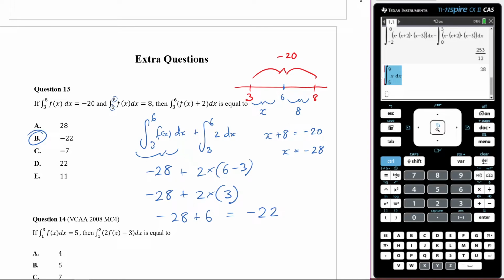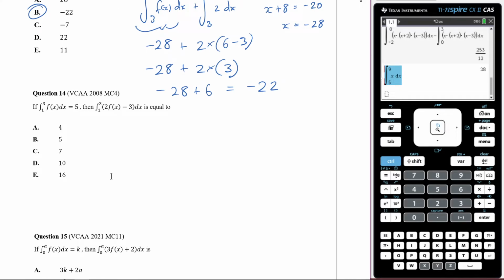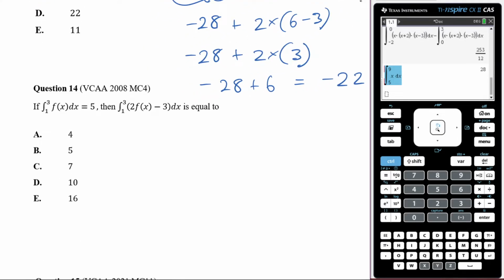Let us keep moving. Oh, another VCAA question. Don't you feel smart when you answer VCAA questions? All right, let's answer this one right here.